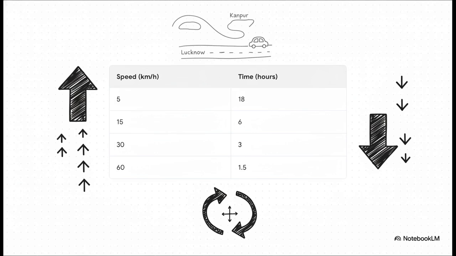Think about a road trip from Lucknow to Canberra. As your speed increases, say going from 5 to 15 to 30 and all the way up to 60 kilometers per hour, your travel time totally plummets, dropping from 18 long hours down to just an hour and a half. We call this an inverse proportion. The quantities are still changing by the same factor, but they're moving in completely opposite directions.